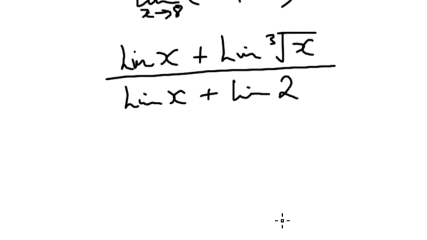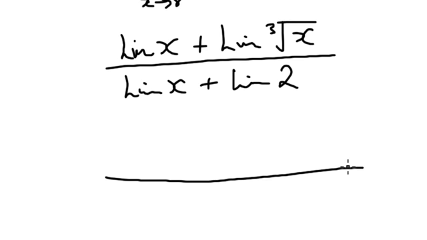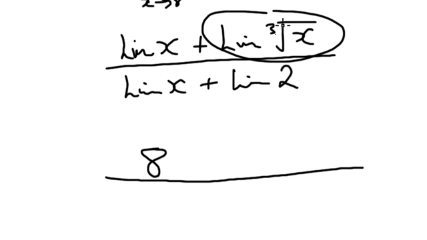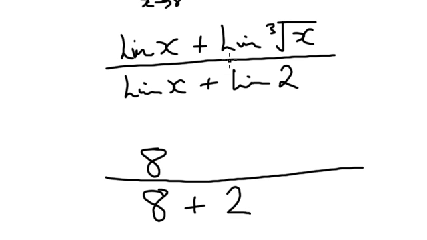Well, the limit of this as x tends to 8 will be 8. Leave that to later. The limit of this will also be 8. The limit of this will always be 2, because if you look at this graph here, y equals 2, it will look like this. Now we are trying to find out the limit as x approaches 8. It will always be 2.